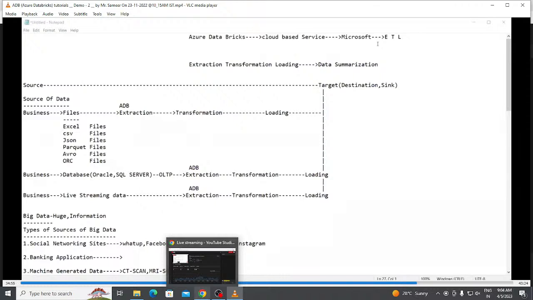With Azure Databricks, what kind of data do we usually handle, structured or unstructured? Unstructured, semi-structured, and structured, all three of them we handle basically. Mostly you will have semi-structured data.